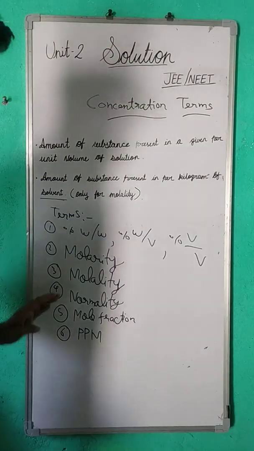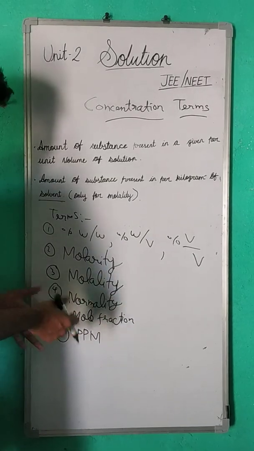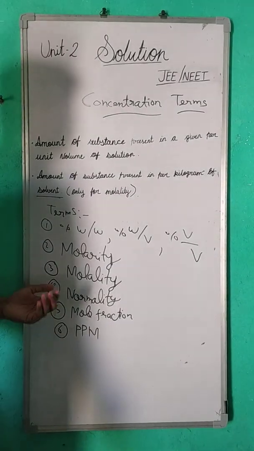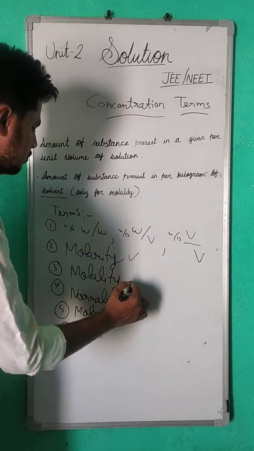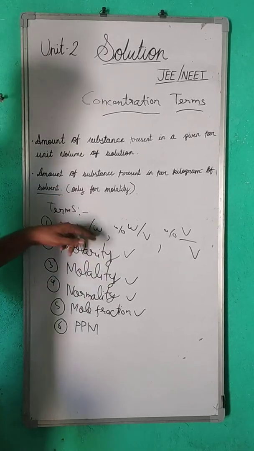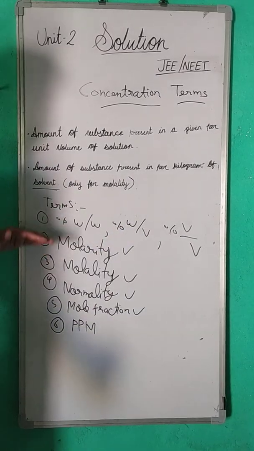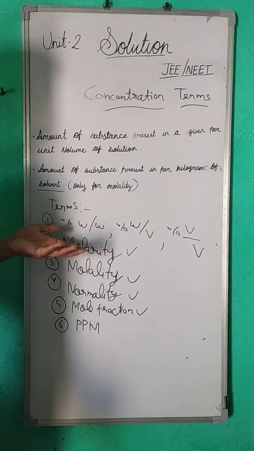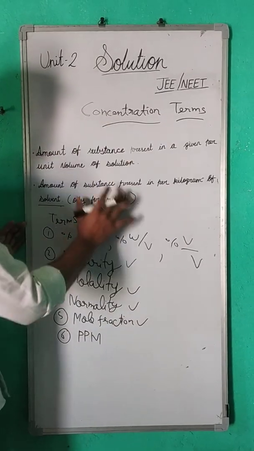Friends, ppm means parts per million. This term is used when the amount of solute is very less in your given solution. And there are further topics like strength, formality, etc. But for your board, molarity, molality, normality and mole fraction are very important. Questions might come from these also, but for JEE all these terms are very important. So one by one we are going to see all the different concentration terms and we'll see numericals based on this. So dear students, here you have seen the overview of concentration terms.